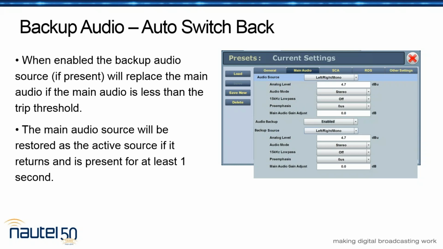So the backup audio, or the audio switchback, we see the VS series screenshot here where we set it up. So we enable this in a preset, and basically it allows us to look at a main and a backup audio source. And we will be running from the main audio source as long as it is present. If it goes away, we'll switch to the backup. And if the main comes back, within a second, we'll switch back to the main.